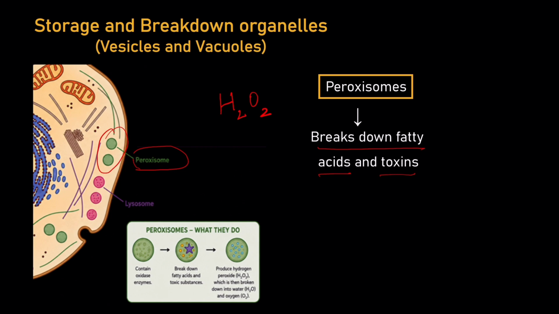Therefore, peroxisomes are like mini sewage treatment plants. They help neutralize harmful toxins so that they don't cause chaos inside cells. Hydrogen peroxide is then safely broken down into water and oxygen. And then these byproducts are safely released into the cytoplasm.